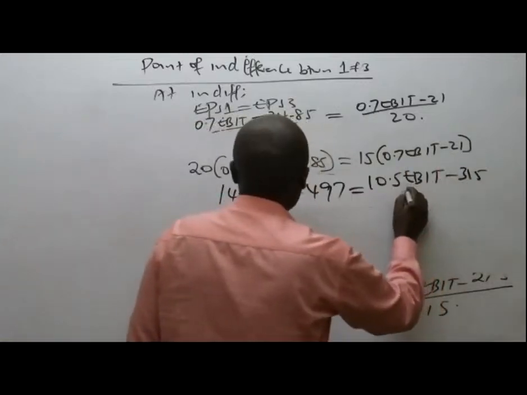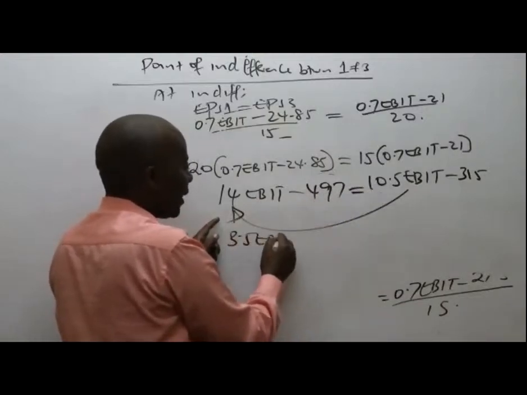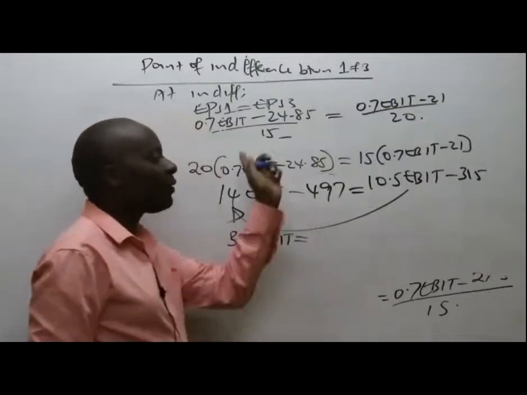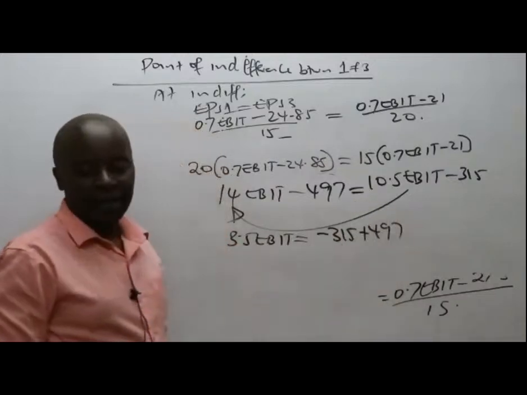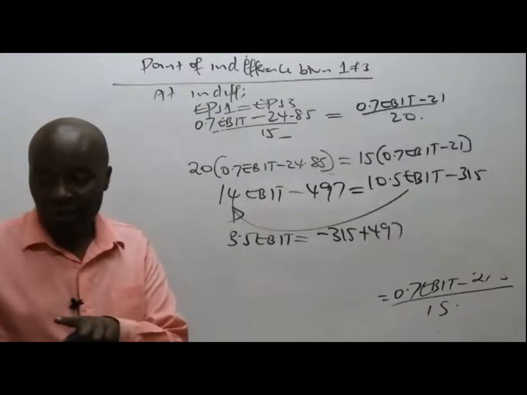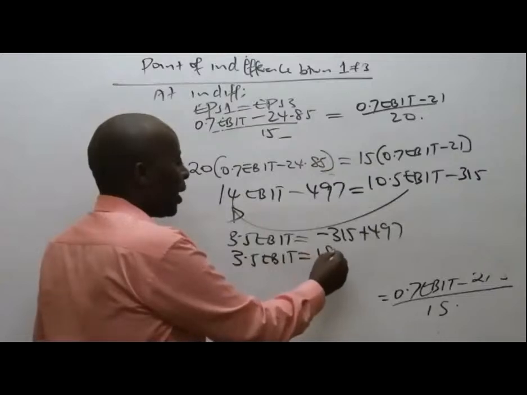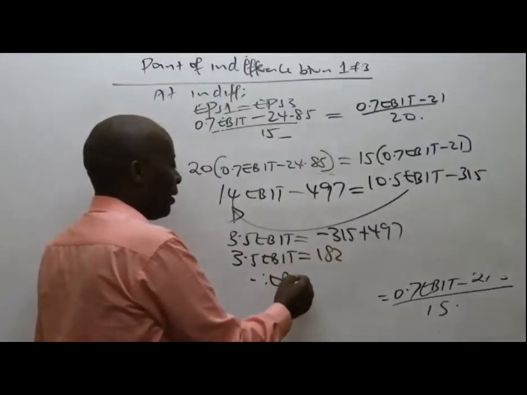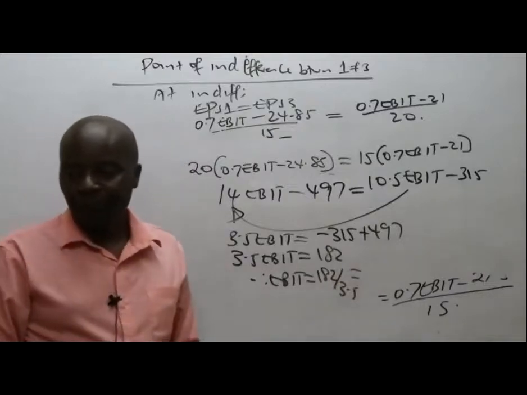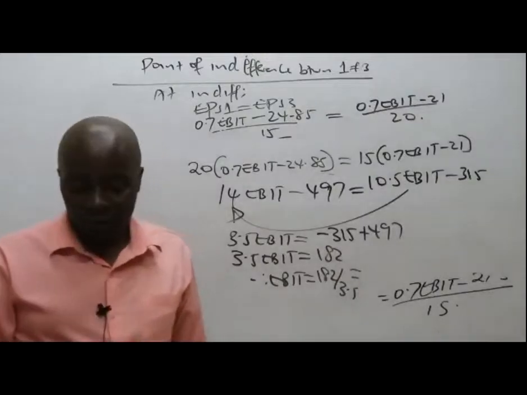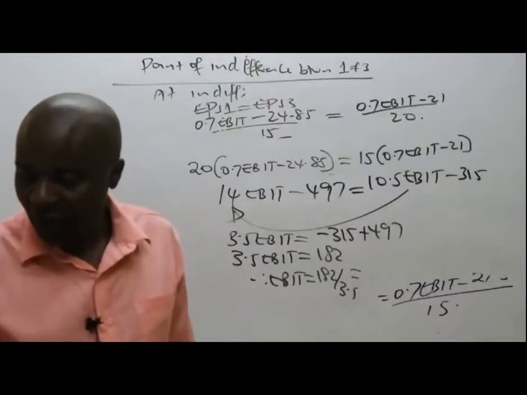From there, put like terms together. So this is 14 minus 10.5, which gives us 3.5 EBIT, equals minus 315 plus 497, as the 497 goes to the other side. That is 182. So 3.5 EBIT equals 182, meaning that EBIT will be 182 divided by 3.5. Everybody is okay with that. The other one is your assignment.